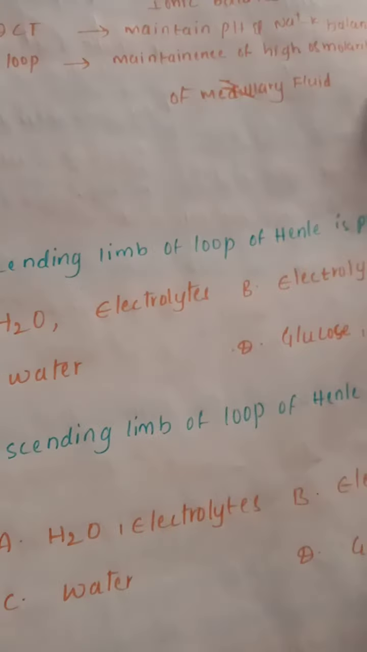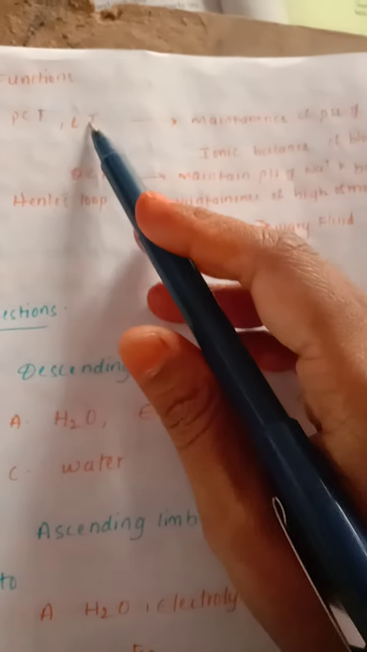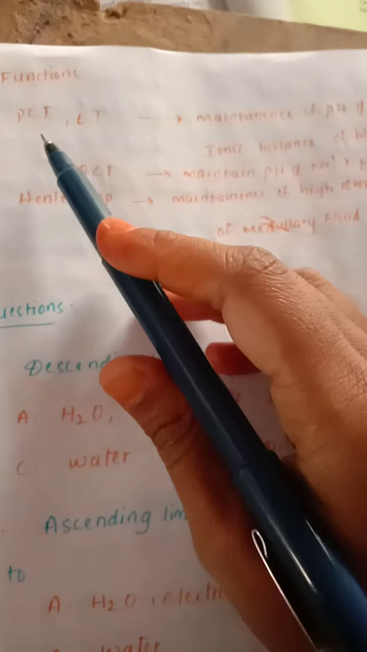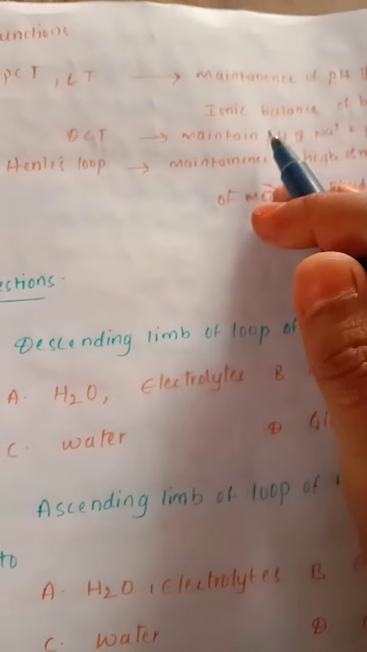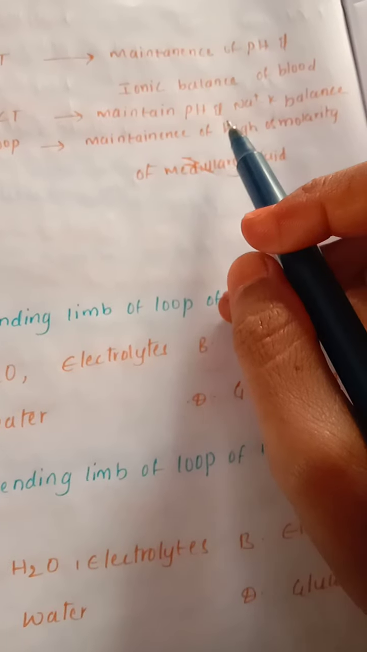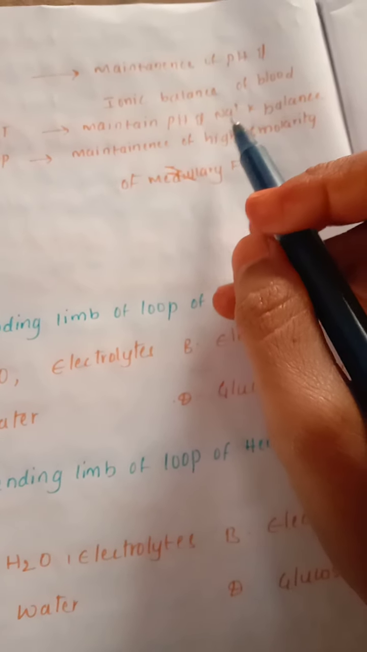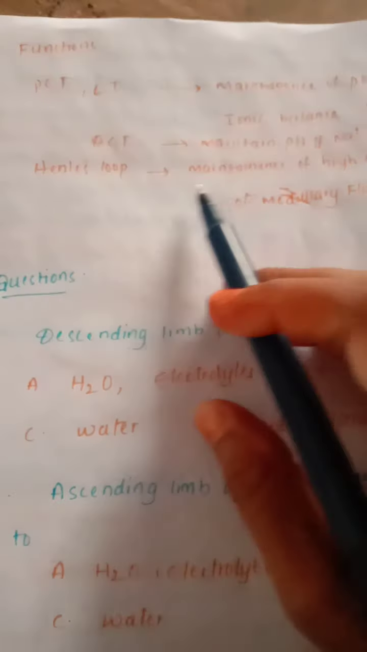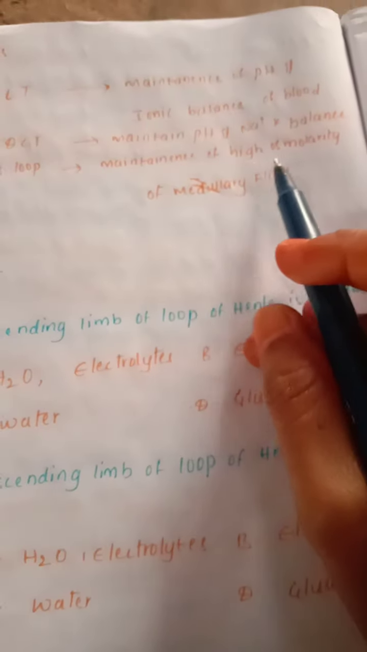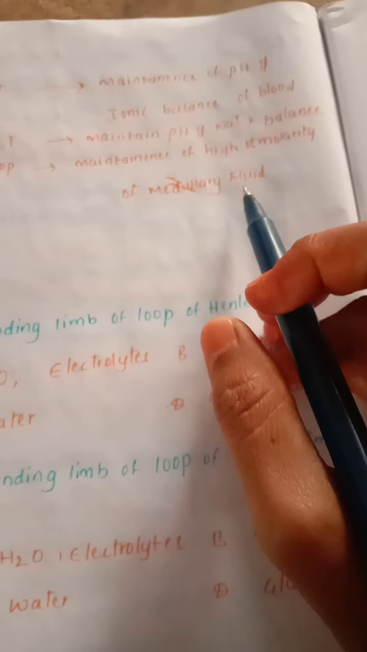Now let us discuss the functions of PCT, DCT and loop of Henle. The function of PCT and collecting duct is to maintain the pH and also the ionic balance of the blood. Then DCT: maintenance of pH and Na plus and K plus balance, means sodium potassium balance. Henle's loop: maintenance of high osmolarity of the medullary fluid.